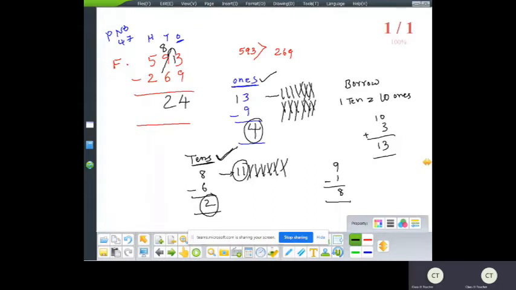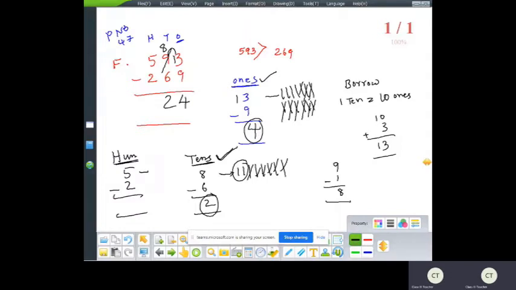Now finally subtracting on hundreds. In hundreds, the digits are 5 and 2. 5 minus 2. From 5, we subtract 2. The 2 is smaller than 5. Here there is no need to take borrow. There is no use of borrow. Why? 2 is smaller than 5. 5 is bigger, 2 is smaller.